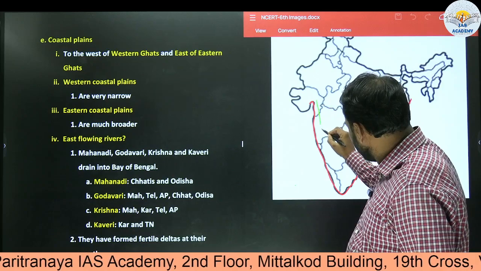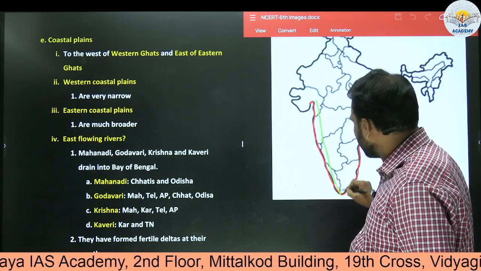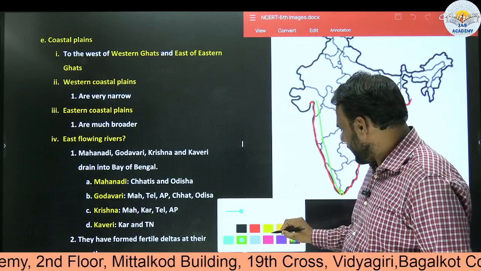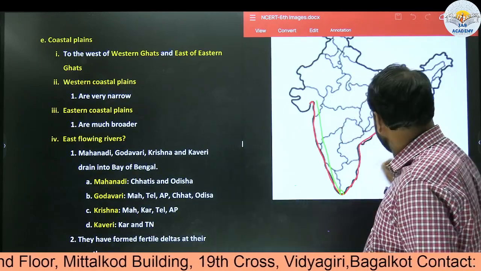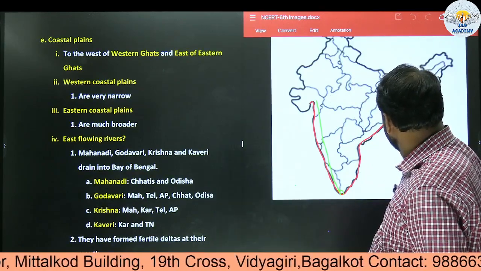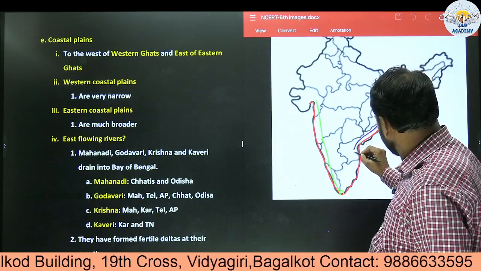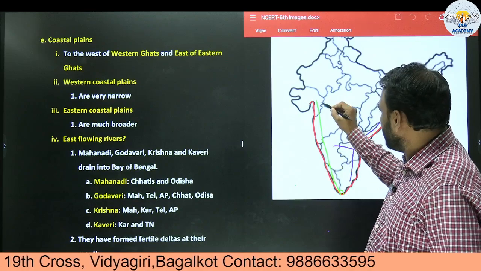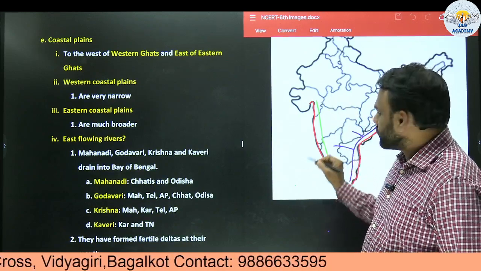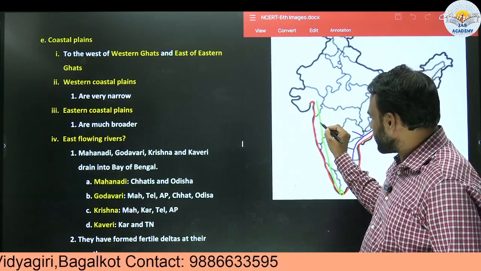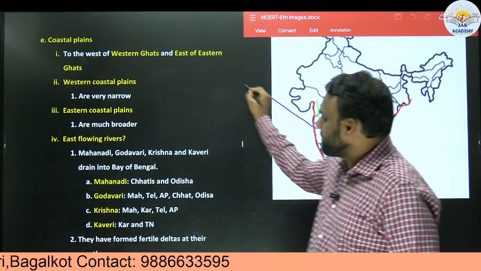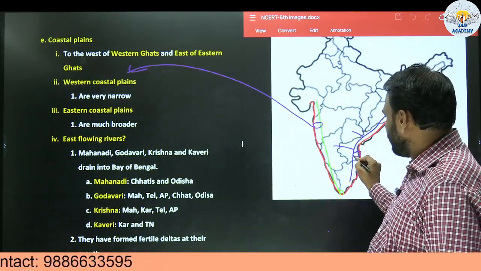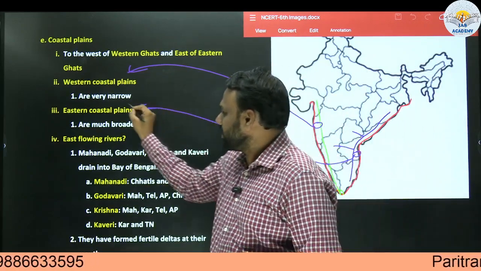So this is our Western Ghats. Let us assume this is our Western Ghats. Similarly, let us assume this is our Eastern Ghat. This is Western Ghat, this is Eastern Ghat. So the space which is available between this coast and Western Ghat, we call it Western Coastal Plains. Similarly, the space which is available here, we call it Eastern Coastal Plains.